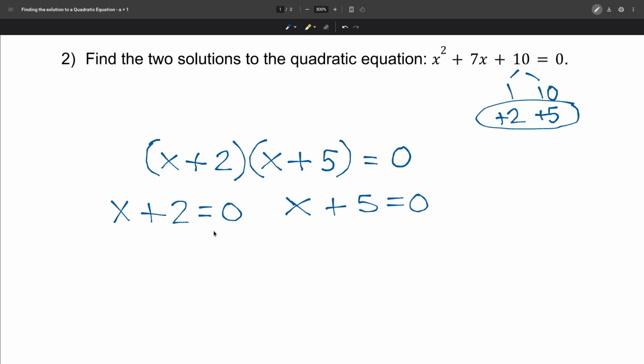Okay. To solve for this one, I'm going to subtract 2 from this side, and then I have to do it to the other side as well. 2 minus 2 is 0. So we get x equals negative 2 as one of my solutions.